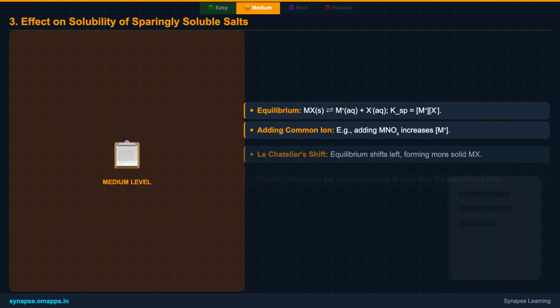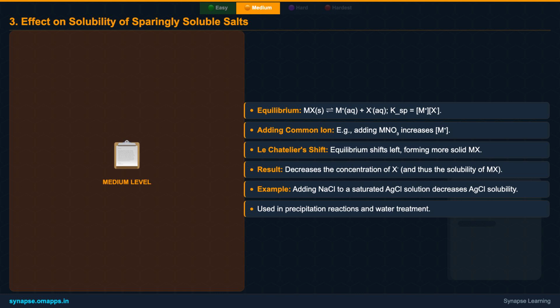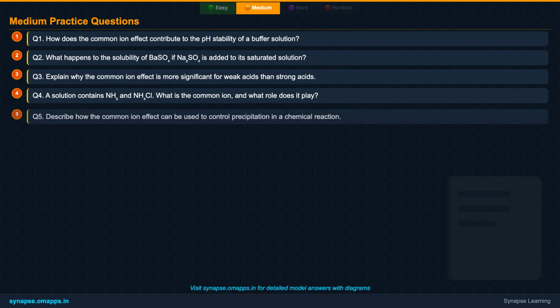Beyond buffers, the common ion effect also plays a critical role in controlling the solubility of sparingly soluble salts. Imagine a solid salt in equilibrium with its ions in solution. If you introduce a common ion from another source, the equilibrium shifts, causing more of the solid salt to precipitate out. This property is used in various chemical processes, such as water treatment to remove unwanted ions or in analytical chemistry for selective precipitation. You've now explored the common ion effect's role in buffers and solubility.